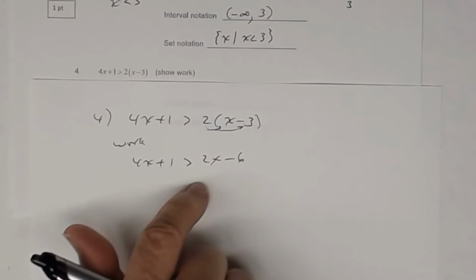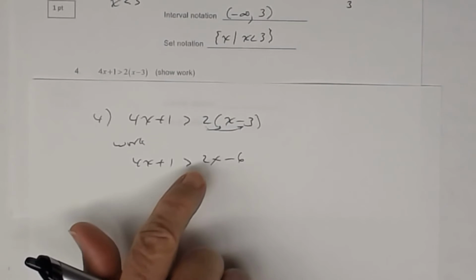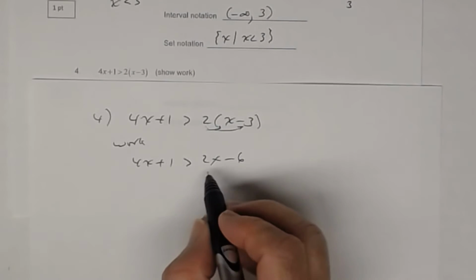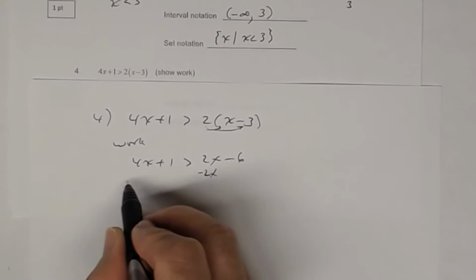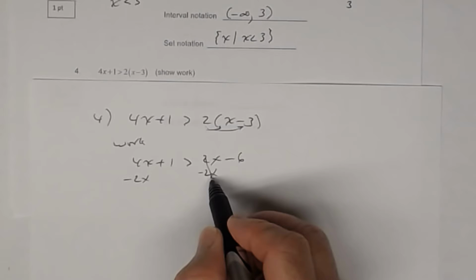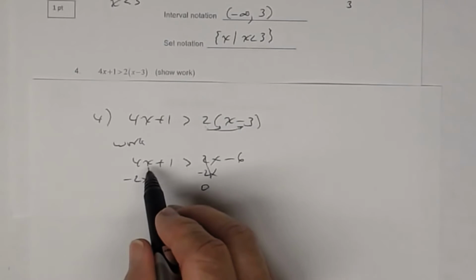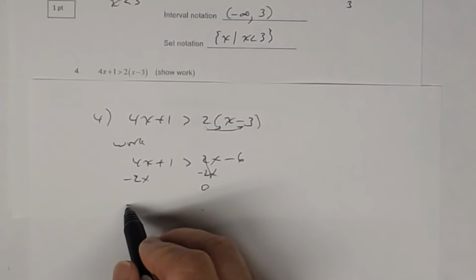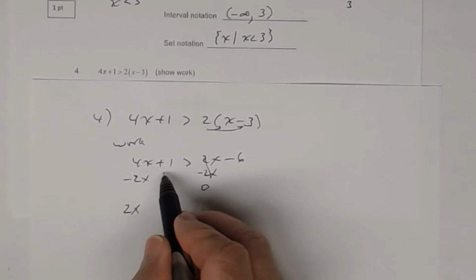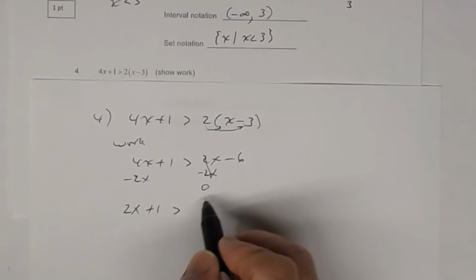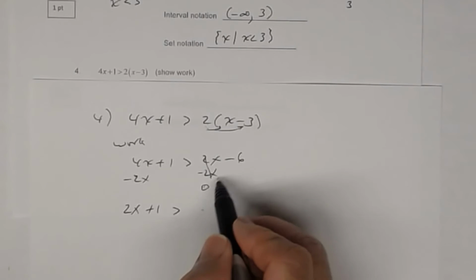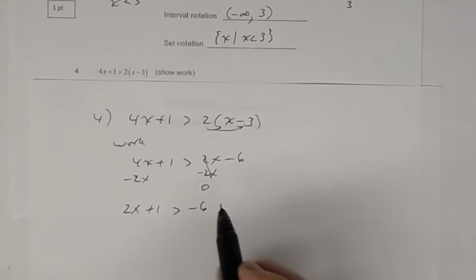Let's bring all the variables to one side, constants to the other. Let's bring the variables to the left. So I'm going to subtract 2x from both sides, because 2x minus 2x is 0. And when I combine like terms on this side, 4x minus 2x is 2x. I got 2x plus this 1 is greater than, and then 0 and a negative 6 is a negative 6.